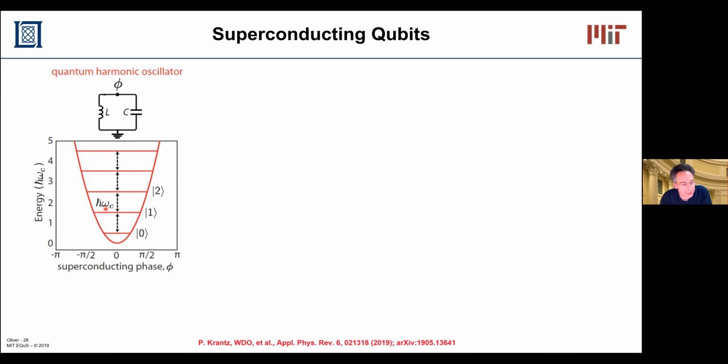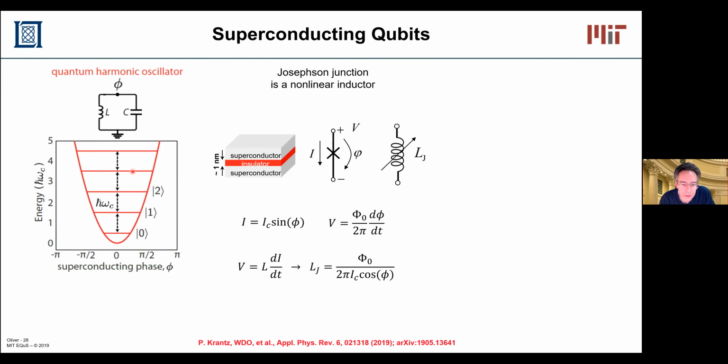So this is a quantum circuit. But it's not a qubit yet because we can't uniquely identify the 0-1 transition. It's no different. In fact, it's degenerate with all of these other transitions. So we have to make something nonlinear in the circuit. And what we choose to use is called a Josephson junction, which is a superconducting tunneling barrier. Let me say that again. It's superconducting leads with an insulating tunneling barrier. And this object is called a Josephson junction.